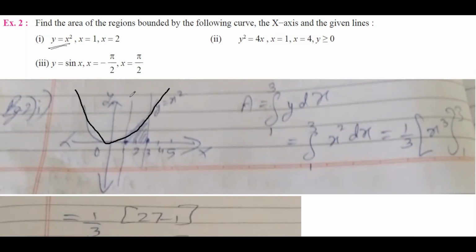Then x is equal to 1. So this is the equation of this line, and this is your x is equal to 2. So let's have this point as 2. This is 1, this is 2, and this is your x-axis, and you need to find the bounded region by these curves. So you need to find this.